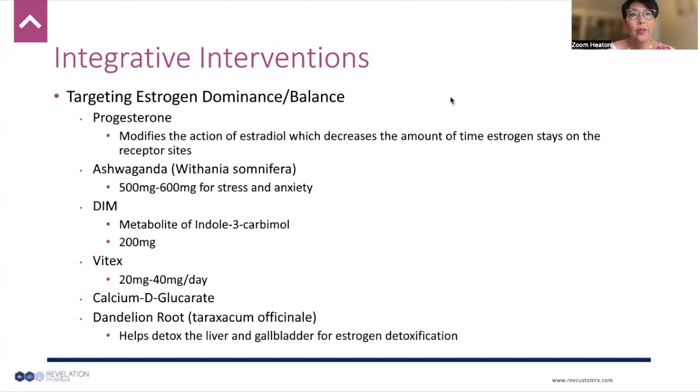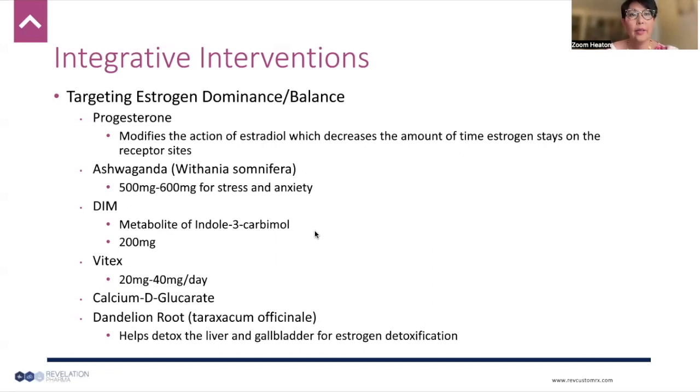DIM is short for diindolylmethane, and it is a metabolite of indole-3-carbinol. And it is a compound that is made from cruciferous vegetables like broccoli, cauliflower, and other cruciferous vegetables. It helps to improve estrogen metabolism, and starting dose is 200 milligrams. Vitex, which is chasteberry, balances hormones by raising progesterone levels, balancing out the estrogen dominance that occurs in endometriosis, since it is an estrogen dependent disease. Dosing could be anywhere from 20 to 40 milligrams a day.